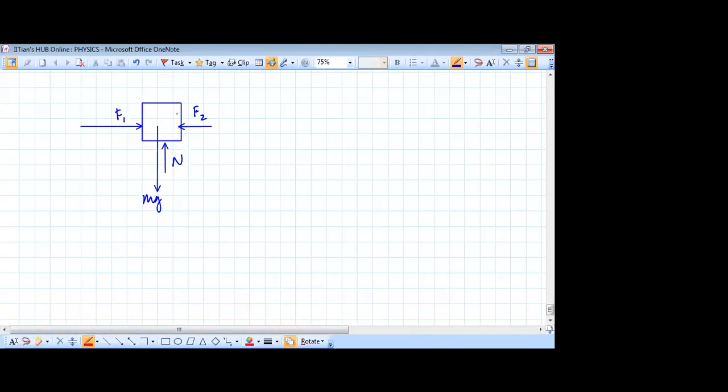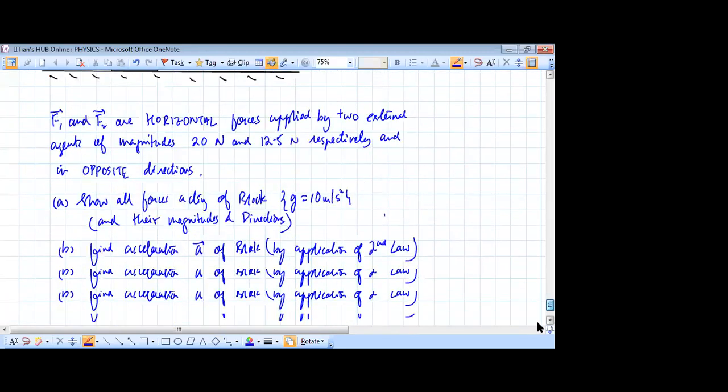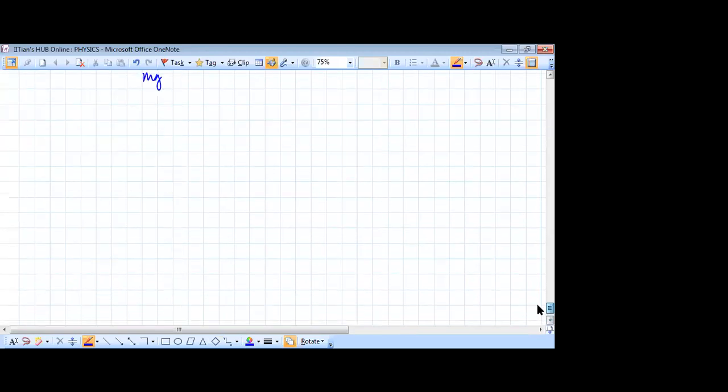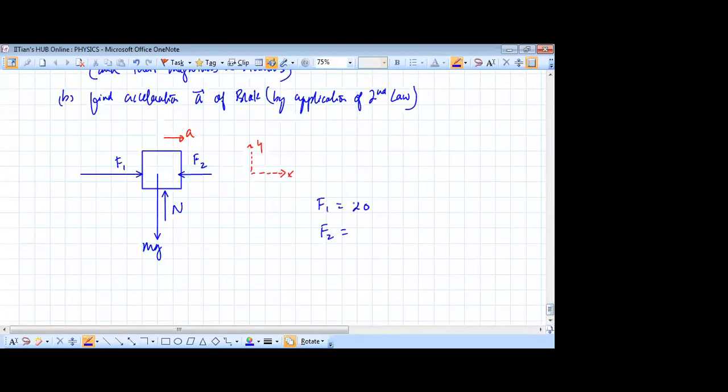Okay. Now the body will accelerate like this because it's on a floor. So if you take this as your x-axis and you take this as your y-axis, you can see that, of course, F1 and F2 are external forces which are given to you, the 20 and 12.5 newtons respectively. mg is going to be 50 newtons because the mass was given to us as 5 kg.